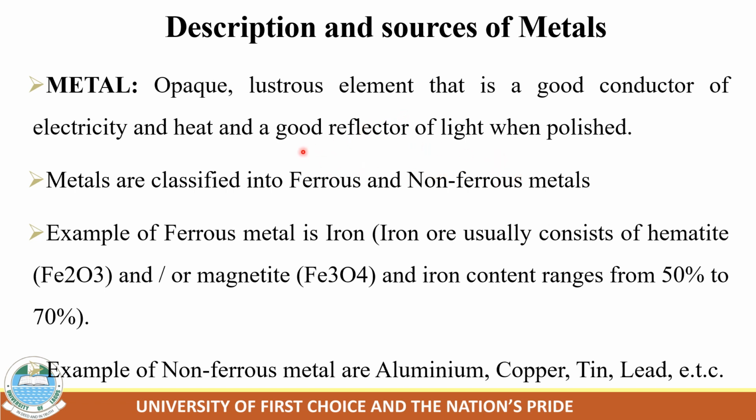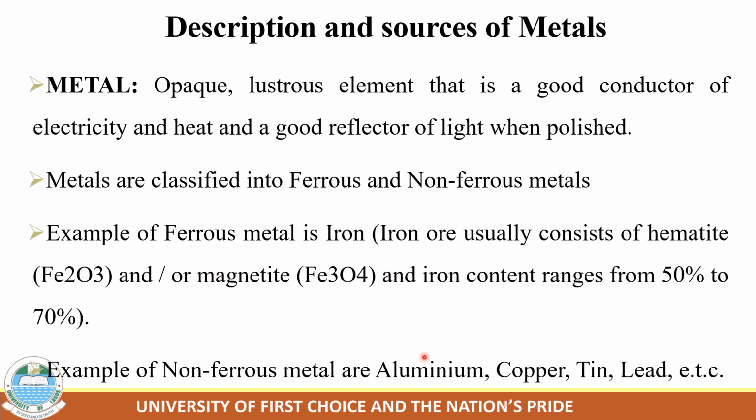Any metal that has iron in its content is referred to as ferrous, but the one that doesn't have iron in its content is referred to as non-ferrous metal. An example of a ferrous metal is iron, because it contains Fe, whereas examples of non-ferrous metal are aluminum, copper, tin, and lead. All ferrous metals can be magnetized easily, but a non-ferrous metal cannot be magnetized. That is one of the ways you can distinguish between ferrous and non-ferrous metal.